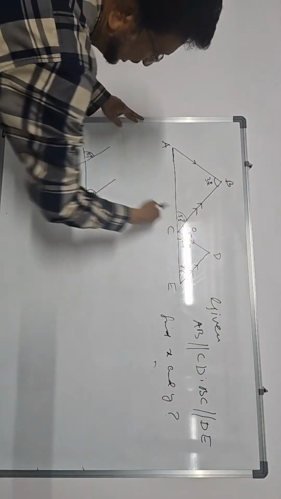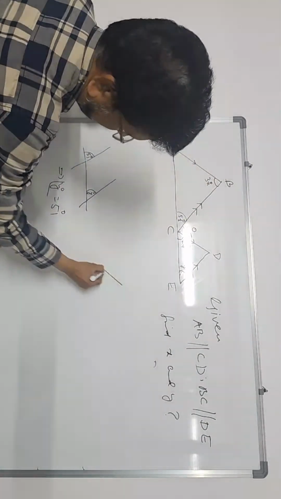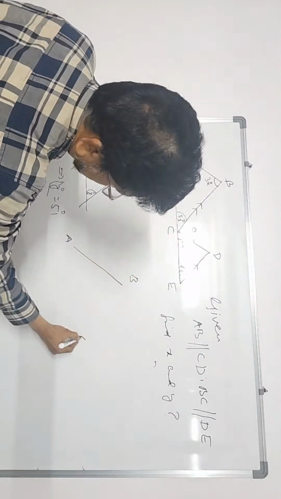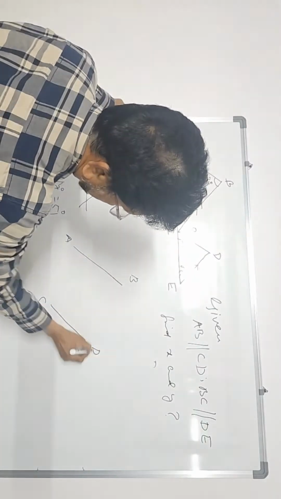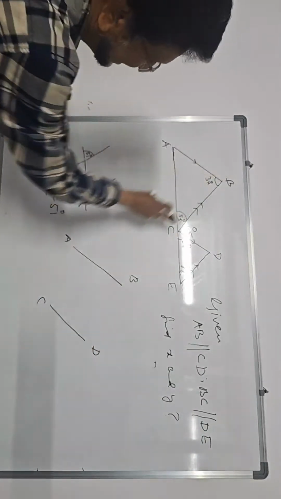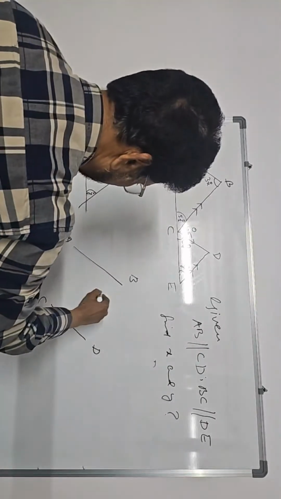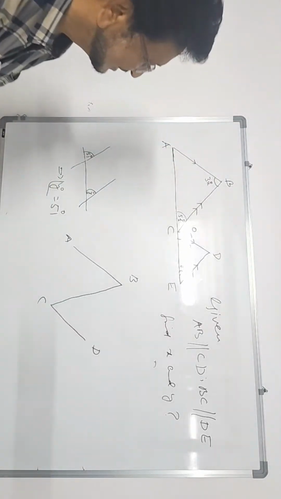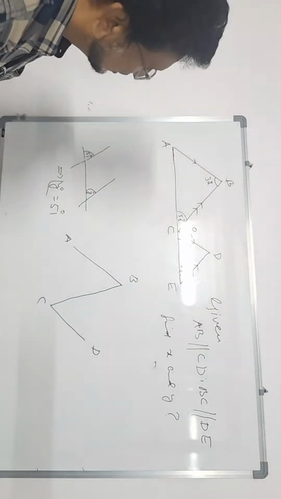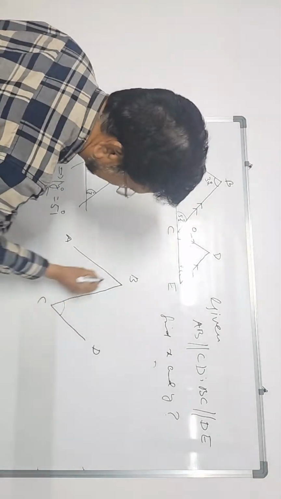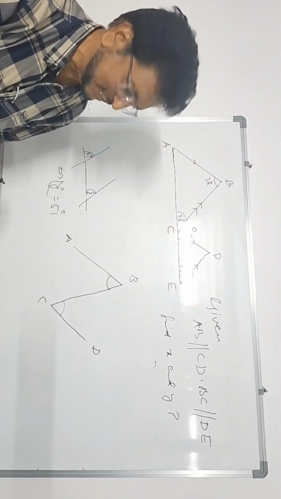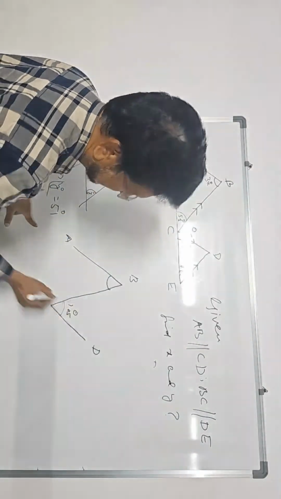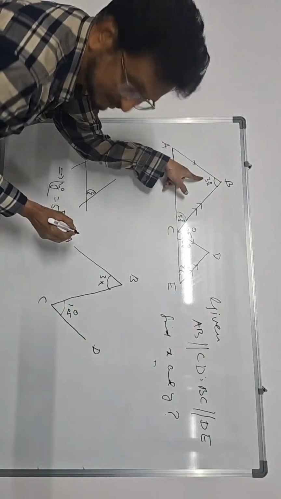AB is parallel to CD. This way I will draw. This is AB. This is parallel to CD. A line BC is cutting it. BC is cutting. This angle will be equal to this angle. Alternate angles these are. This angle is how much? 105, suppose. Will be equal to, this is 3x he has given.